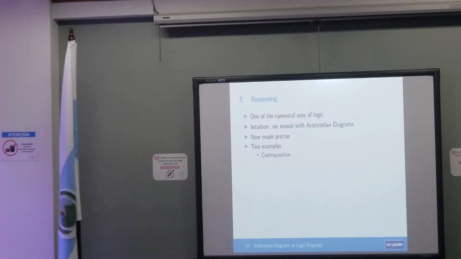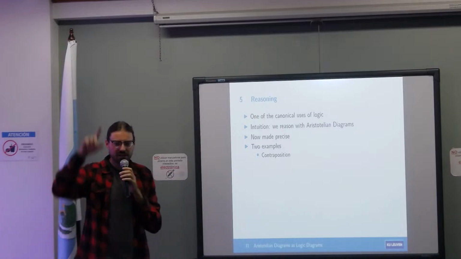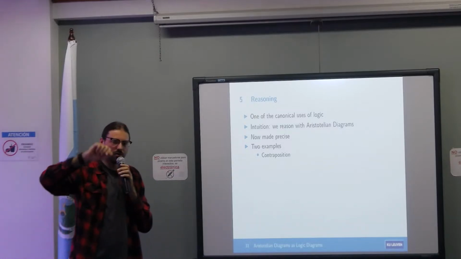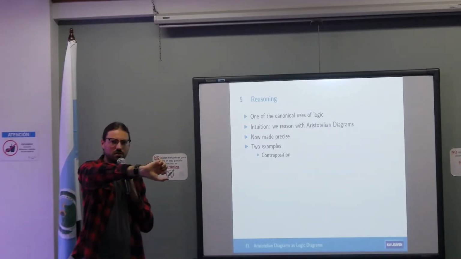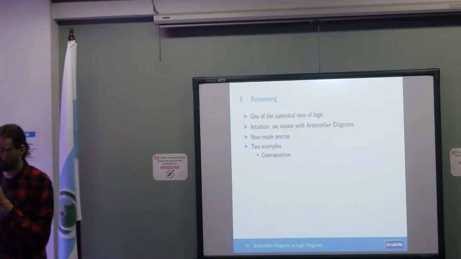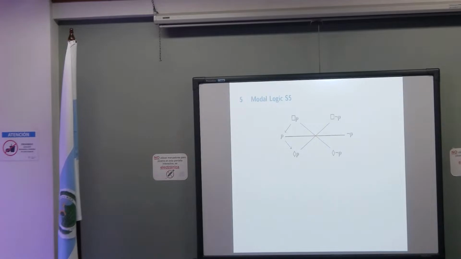So two examples. I already gave the contraposition-like example before. If we have a subalternation arrow, and then we have the contradictories of those two things that were in subalternation, then we can draw a subalternation between those two contradictories as well. So we can deduce from the premises that there is a subalternation and there are two contradictories that there is a second subalternation. Let me give another example for the modal logic S5.